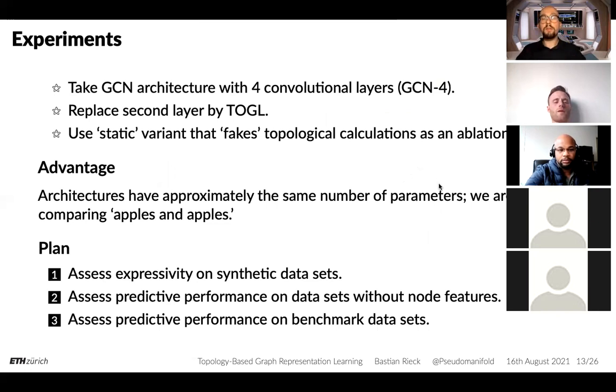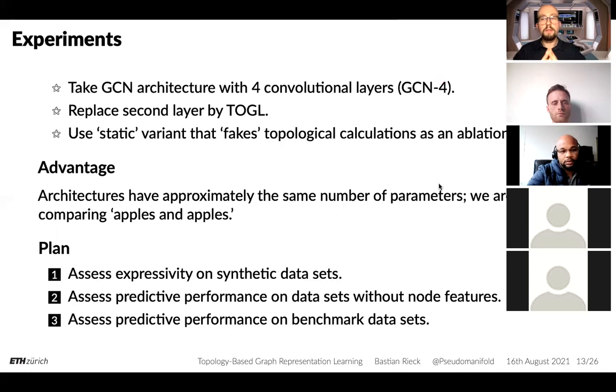And I want to stress that we try to have a very stringent experimental setup here in order to make the most out of our comparisons. So we take a GCN architecture with 4 convolutional layers, mostly because this architecture turned out to be extremely useful and extremely successful in a recent graph neural network benchmark. Then we replaced the second layer by our topological graph layer, so-called TOGL. And we also use a static variant of our layer that fakes topological calculations as a kind of ablation study.